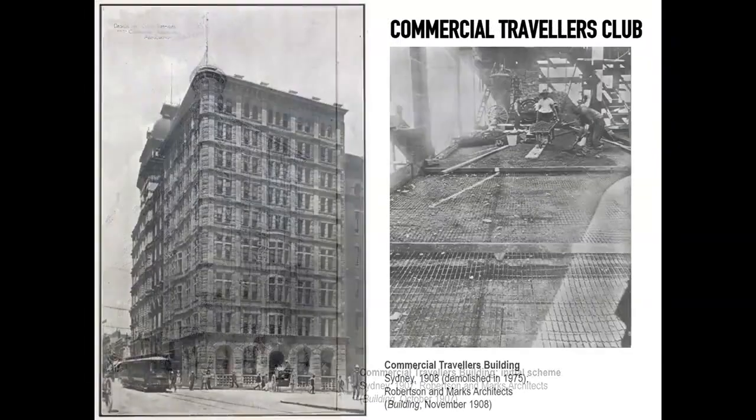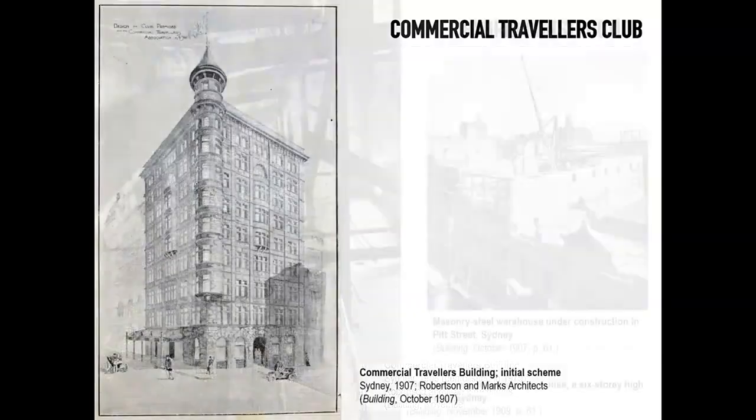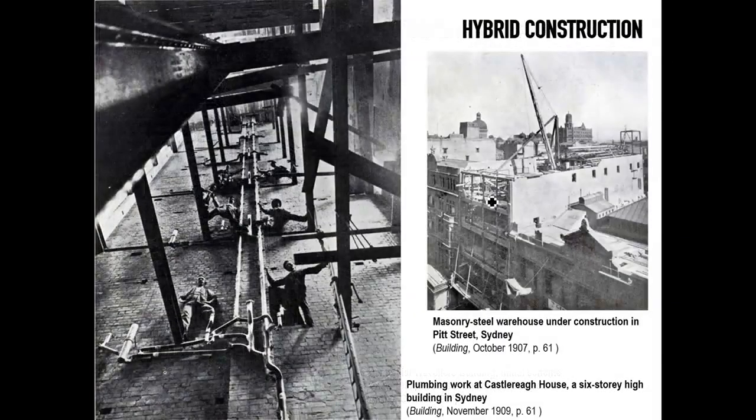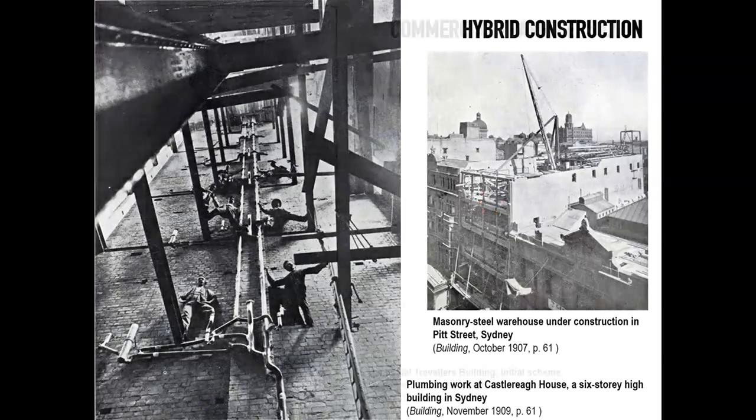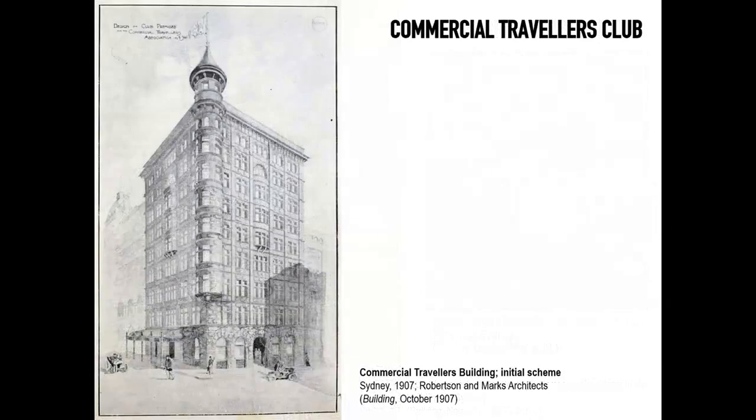And if you look closely there, you can even start to see some of the floors being put together that seem to be clay tile blocks in that position. And then you start to see buildings that commence, we're talking about 1907, 1908, 1910, to use steel as the dominant structural material.